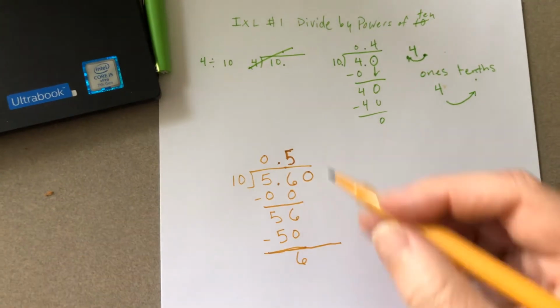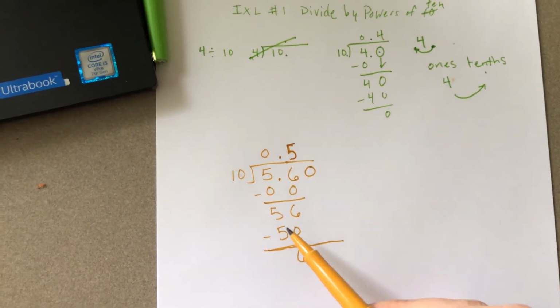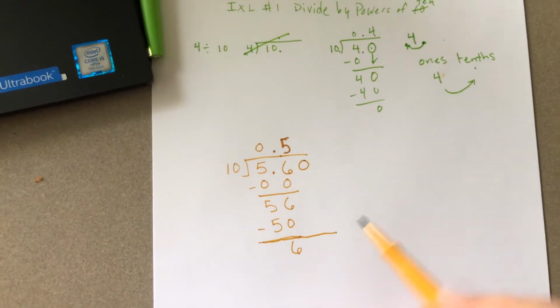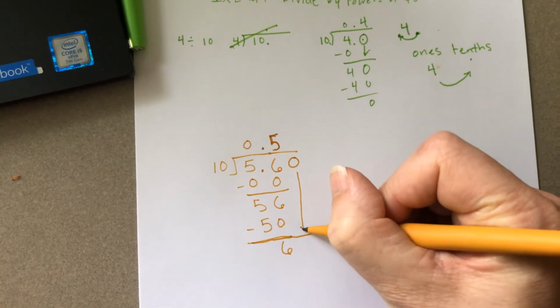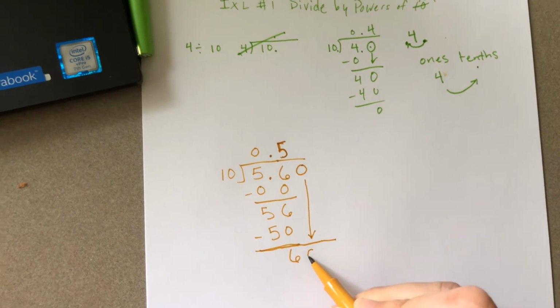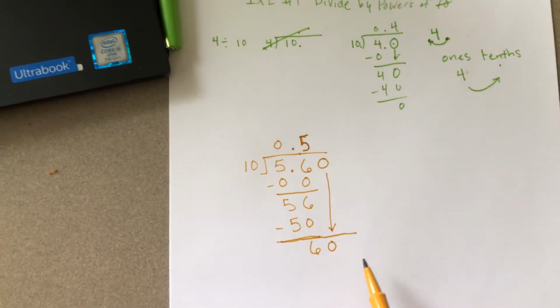Okay, and so we multiplied. 5 times 10 is 50. We subtracted. Okay, we got 6. The last step is bring down. Divide, multiply, subtract, bring down. So now we bring down. Now we've gone through the cycle, and now we start it over.